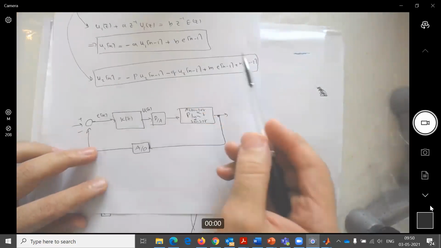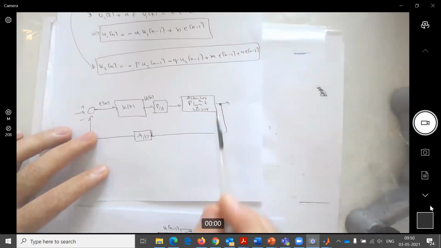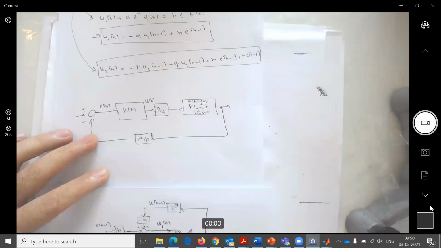Do I need to also show you how to implement this one, or was it clear? I think it was clear. You just need to have 2 of these Z inverses.